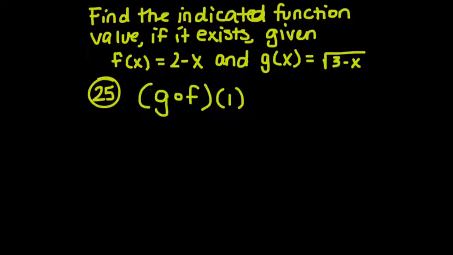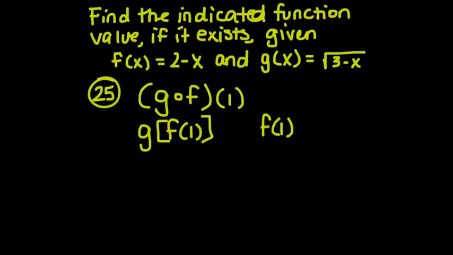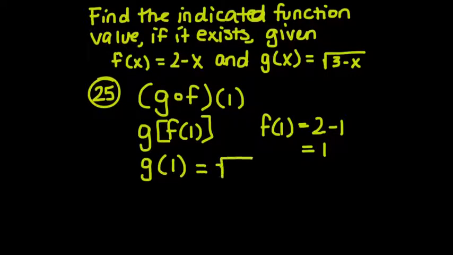For the composition g of f of 1, again, that means the function g composed with f of 1, this means I'm finding g of f of 1. So I have to evaluate what f of 1 is, and whatever that value is, I'll plug it back into the function g. F of 1 is just equal to 2 minus 1, which is 1. So g of f of 1 actually just becomes g of 1. I took out the f of 1 and replaced it with what it's equal to. G of 1 is just equal to the square root of 3 minus 1, which is the square root of 2. So this is my final answer.